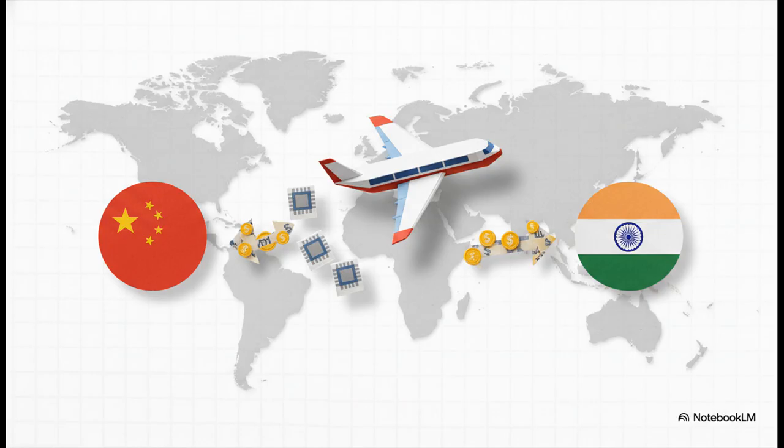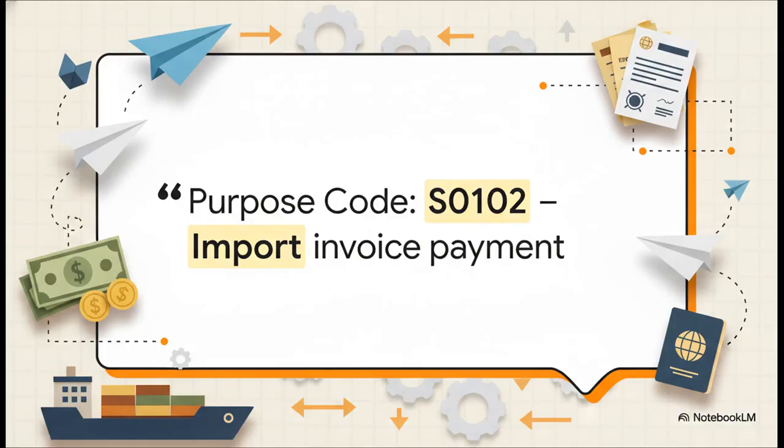Okay, back to business for a second. Let's say your company needs to import some raw materials, maybe electronic parts, from a supplier in China. You've got their invoice in hand, and you need to send them the payment. For this, the code is S0102, which covers payments for an import invoice.